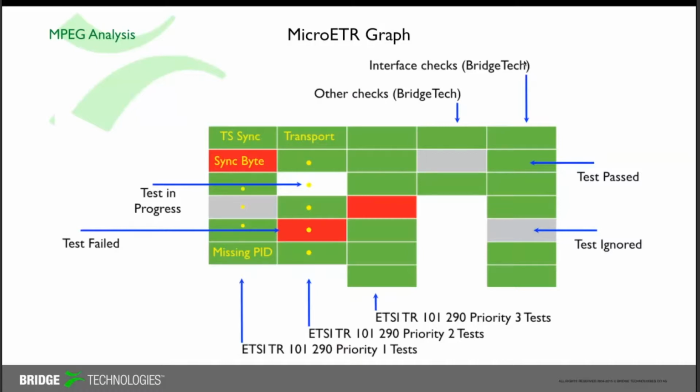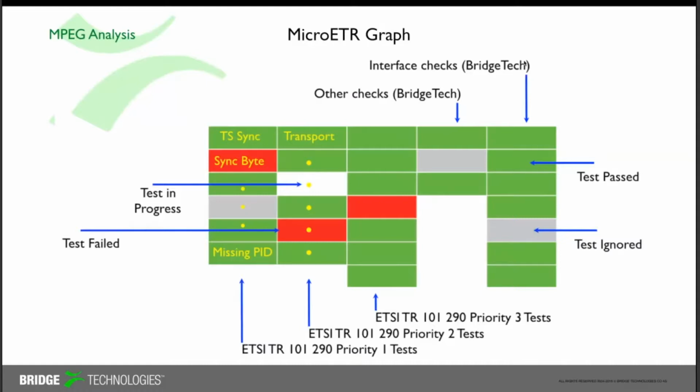Interface checks, depending on which interface we're looking at. If we're looking at IP, we get 2 tests. If we're looking at, say, satellite, then there are multiple tests. Things like signal to noise ratio, bit error rate, signal level, and so on and so forth. So although these last 2 are not part of the ETR 290 suite, they've been tacked on at the end because they're very, very useful and easy to see.